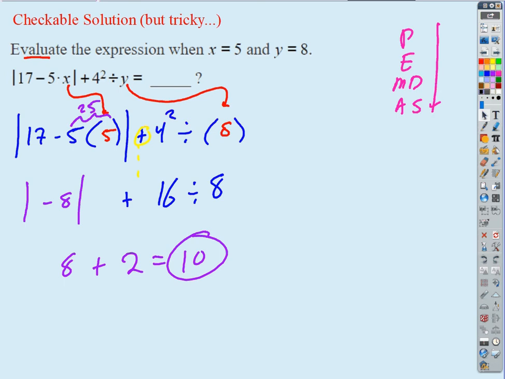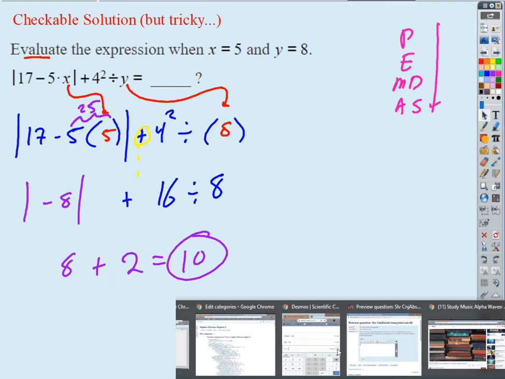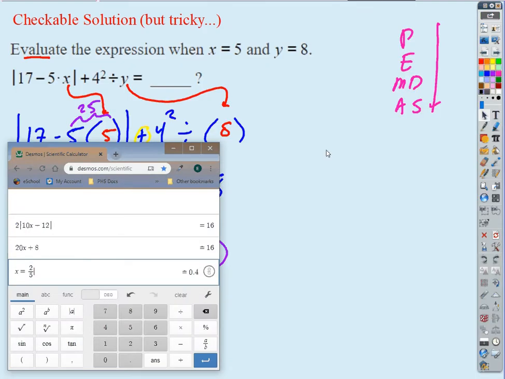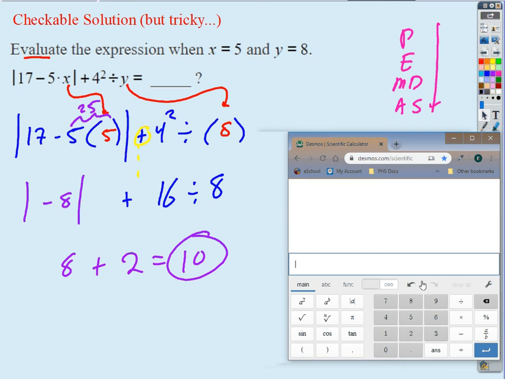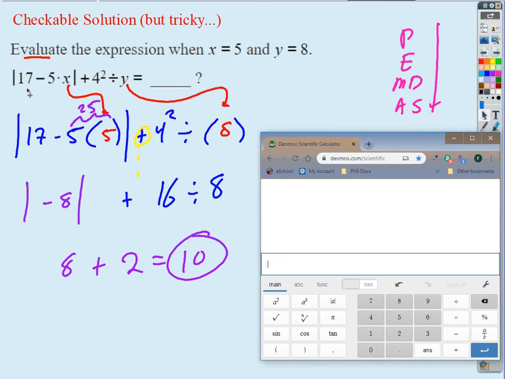Okay, so here's a problem, this is where we left off yesterday, right? We evaluated this expression, and now I wanted to show you, and you're going to like this a lot, how you can use this little Desmos scientific calculator to check this.